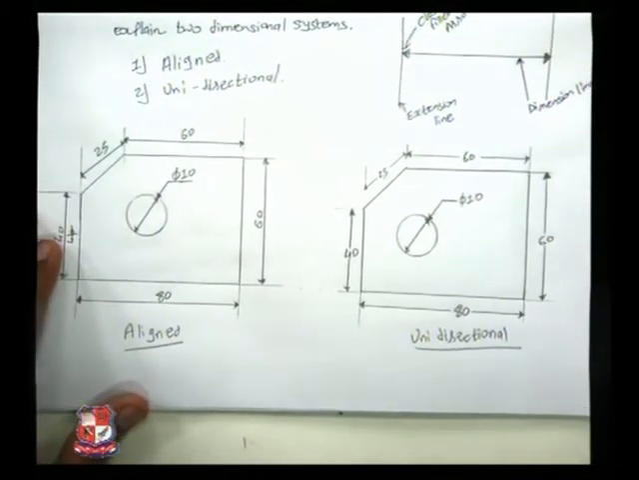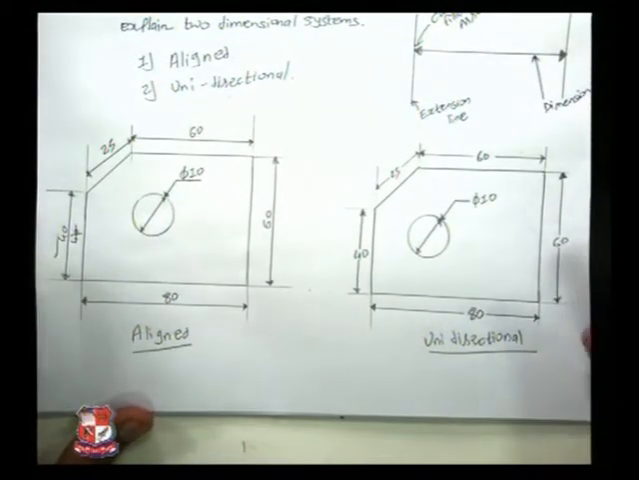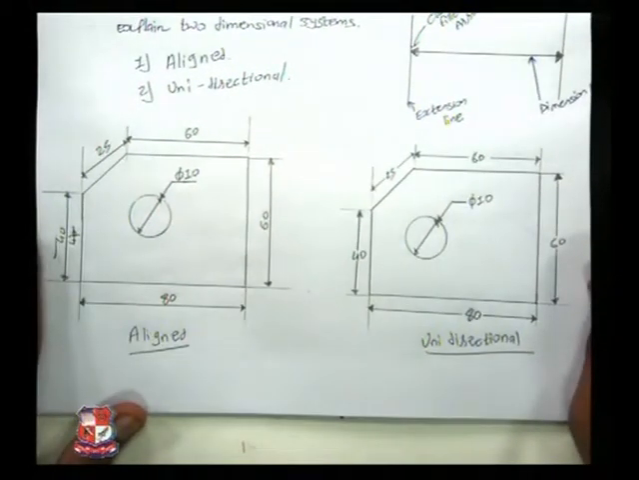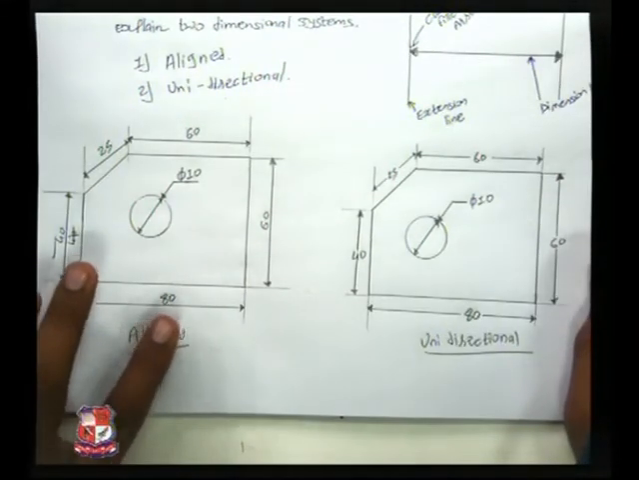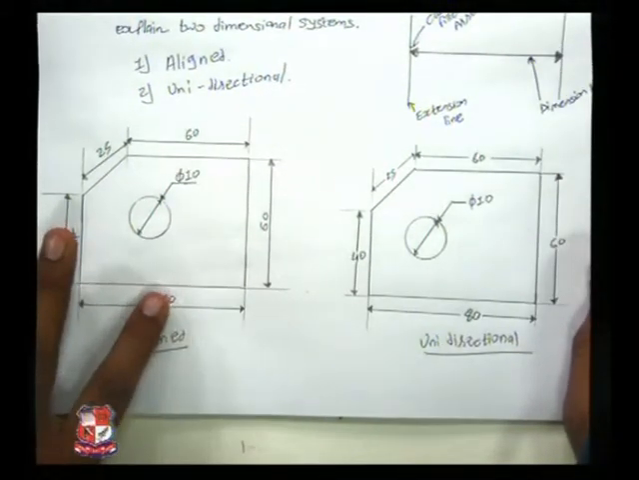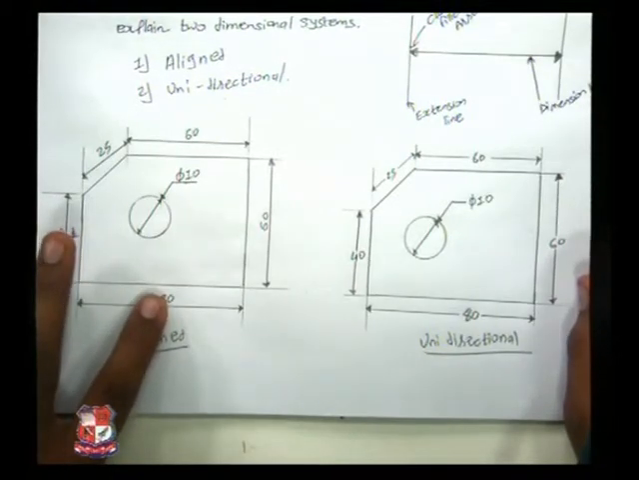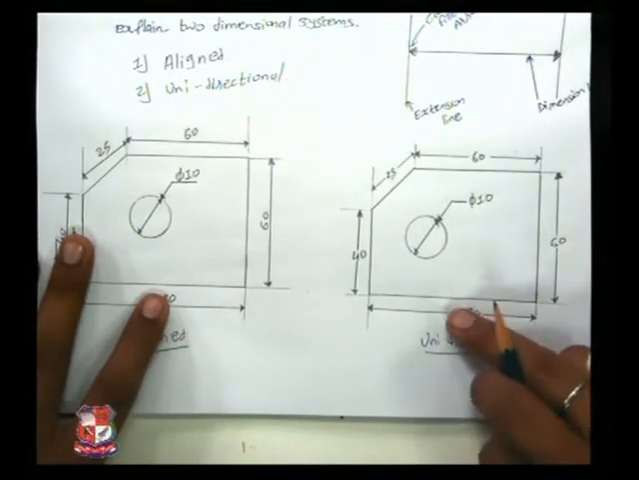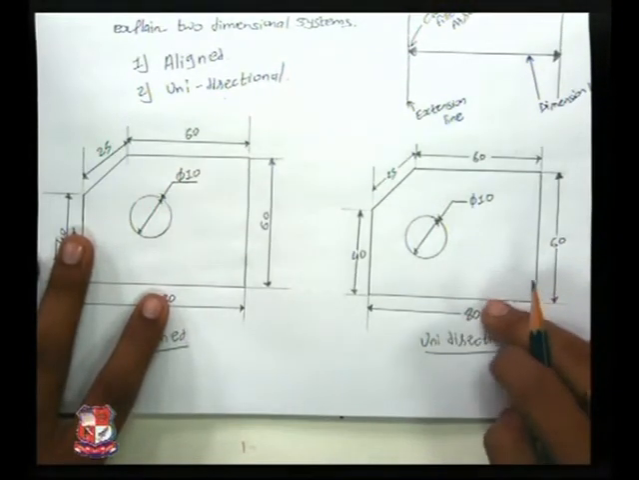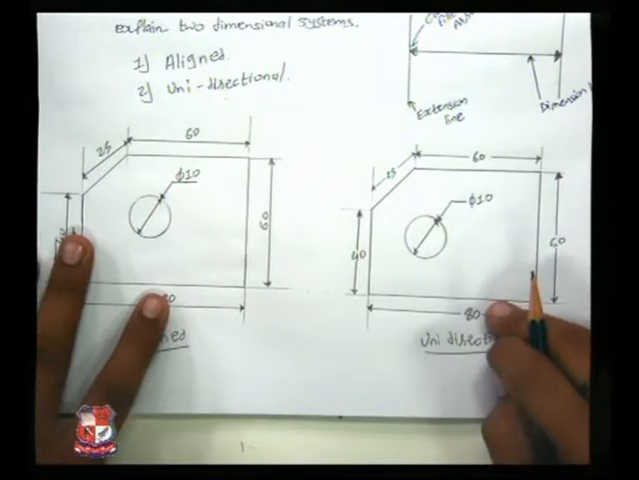Now here is the comparison between the two dimension systems. You can see clearly visible difference between the same. In the align method, dimension is written above the dimension line. There is no break in the dimension line. Whereas in the unidirectional method, dimension is written in the break of the dimension line.